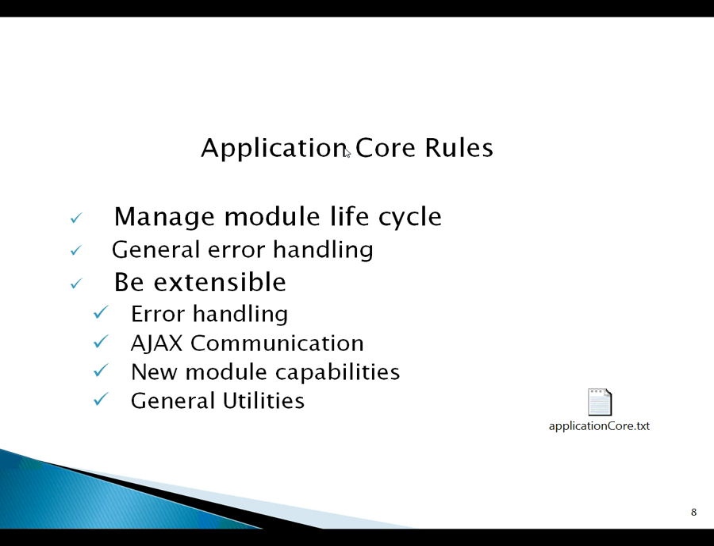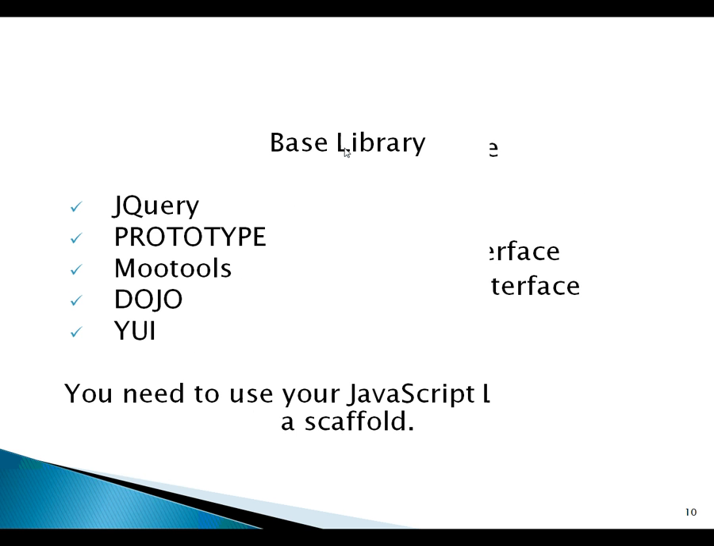Along with this is the major responsibility of hiding the underlying base library. There are many tools available today: jQuery, Prototype, MooTools, Dojo, YUI. You need to use your JavaScript libraries as a scaffold. Scaffold meaning you can change it during product development to any other framework, and you should still be able to run all those modules, the sandboxes, as is. The only component that will change in your application architecture will be your application core component.